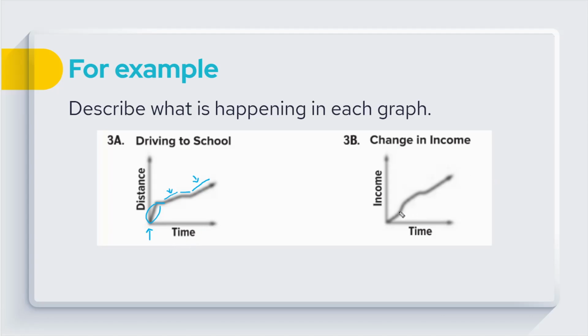Here's another graph, change in income. Over time, we get paid more and more. There is a period where we get a faster increase in pay before it steadies off again, and then there's a short period of time where we make the same amount of money, and then we get paid more and more again.